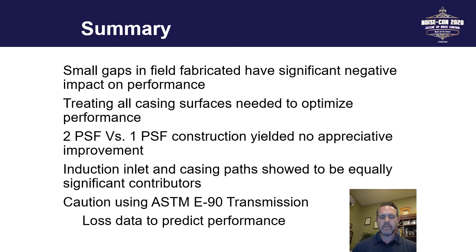I'm not saying it can't be done. It can. It's a little bit more challenging, and it's then a question of, okay, for the extra money to spend on 2 pound, are you really achieving any appreciable improvement versus using a 1 pound per square foot type of construction? Third point, the induction inlet and casing paths both show to be equally significant contributors.